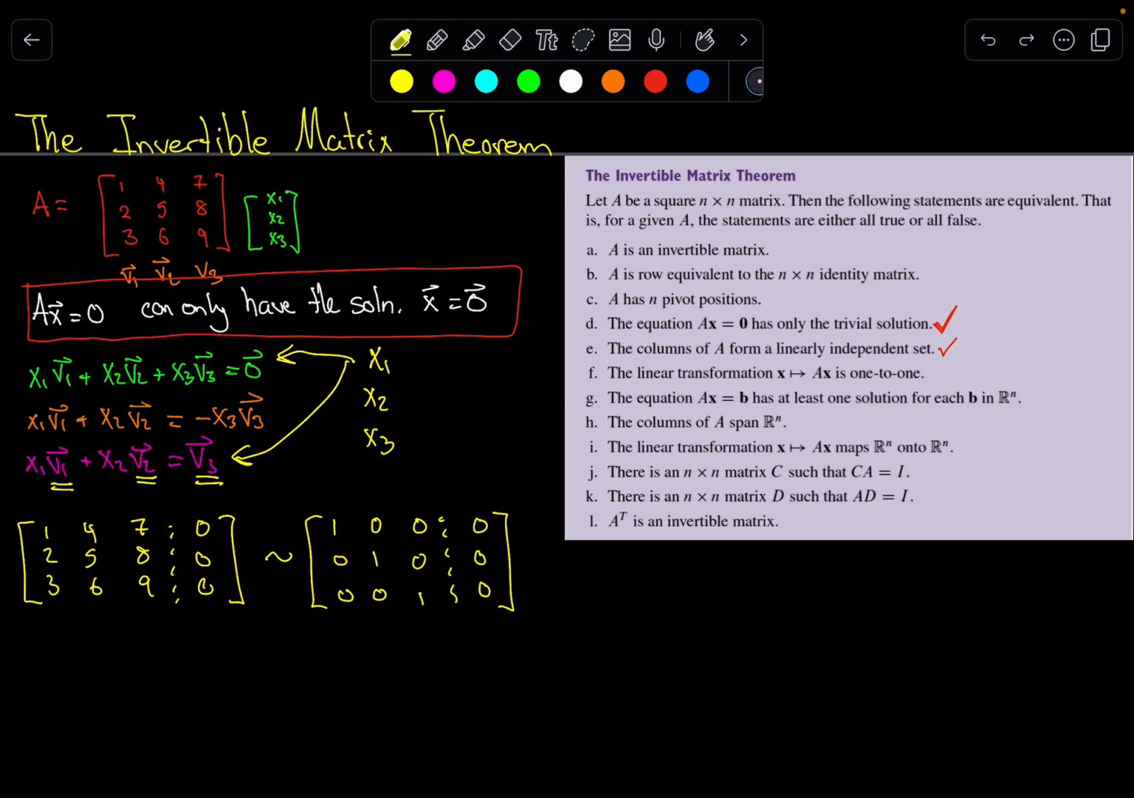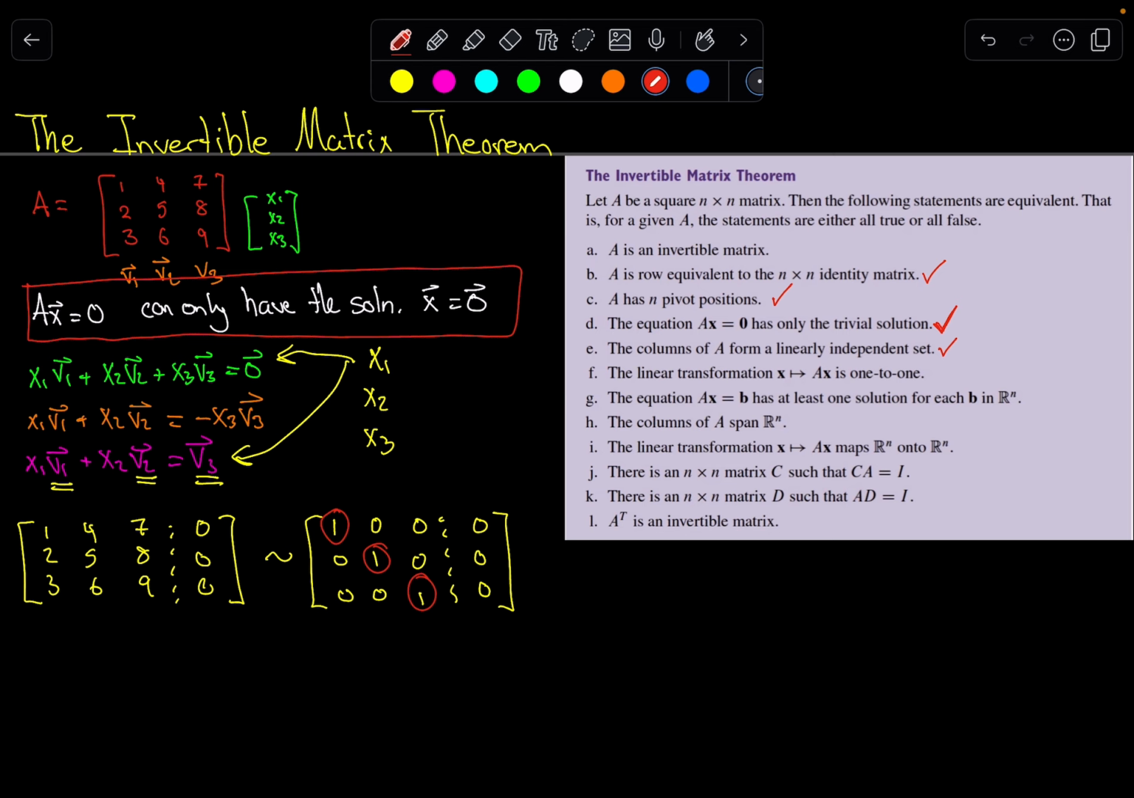So from that, we immediately get A is row equivalent to the n by n identity matrix. That immediately gives you n pivot positions because A is an n by n matrix, in this case a 3 by 3, so we would expect to have 3 pivots here. Okay, so let's see, where else do we want to go?